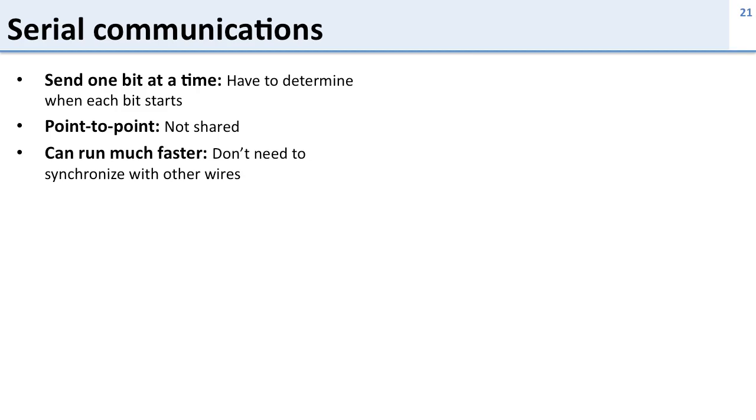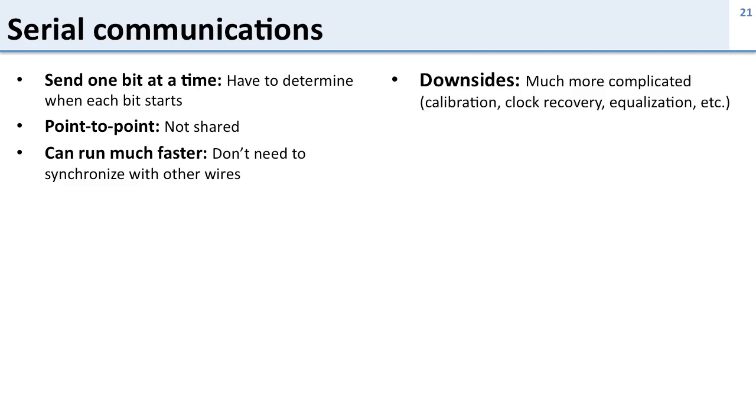But we can run much faster than buses, and the reason is we don't have to synchronize with all the wires. We don't have to worry about making sure all of our wires match up. The downside of serial communications is that it is much more complicated. As we mentioned, we have to figure out where the clock is, and we can do a whole bunch of other tricks to run much faster, including calibrating the wires and equalizing them. Serial communications are used wherever wires are long. And long is a definition that changes, because the faster you want to run your data, the longer a wire seems. So if you're doing very slow communications, you can use a very long wire. If you're doing very fast communications, you have to keep your wires short.